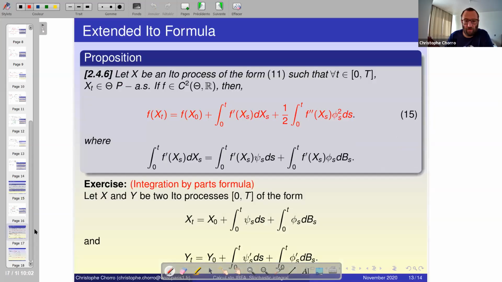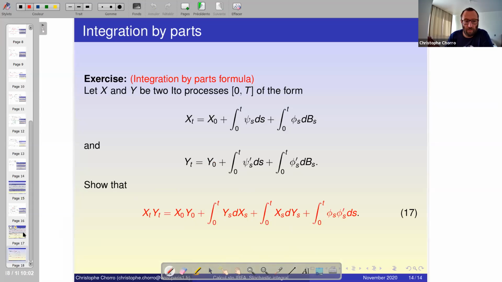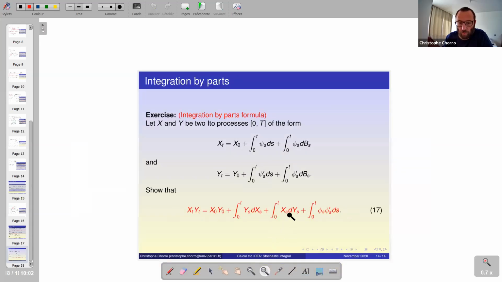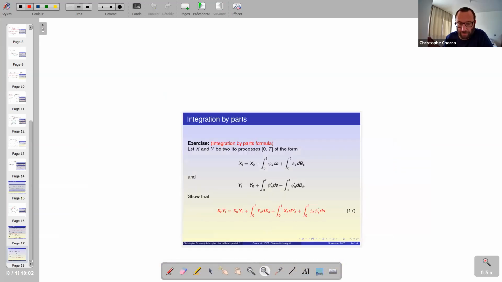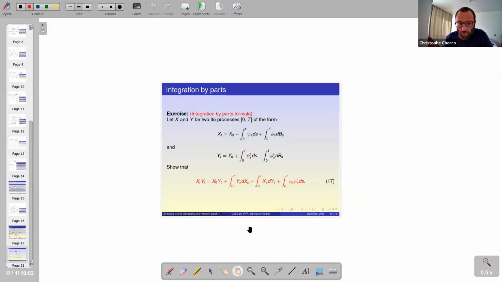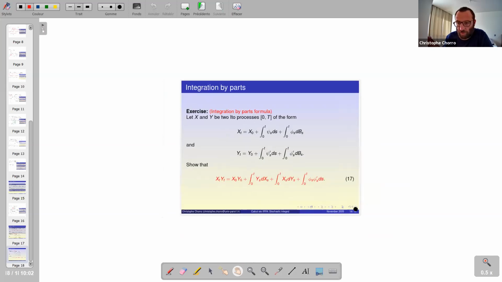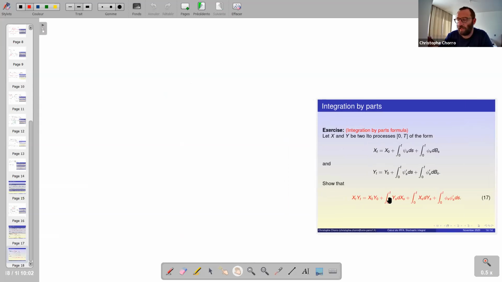So just let me do this, what I have done here. Yes, let's spend time on this one. It's a formula that we will use a lot of times in the following part of the course, that is what we call the integration by part formula. We are going to do the proof of it. It's what we call the integration by part formula.